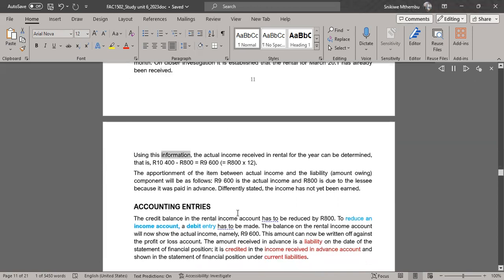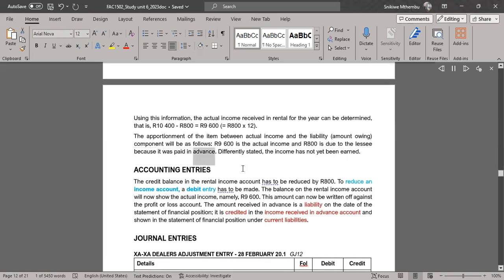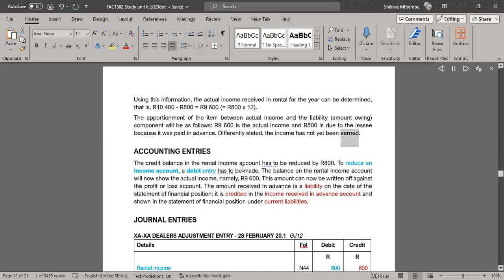Using this information, the actual income received in rental for the year can be determined, that is, R10,400 - R800 = R9,600, which equals R800 x 12. The apportionment of the item between actual income and the liability, amount owing, component will be as follows. R9,600 is the actual income and R800 is due to the lessee because it was paid in advance. Differently stated, the income has not yet been earned.